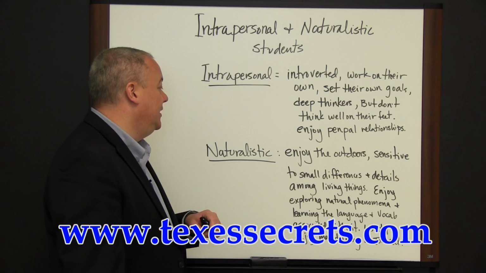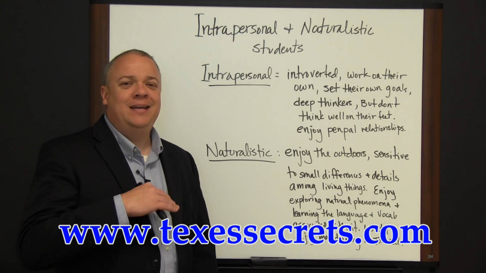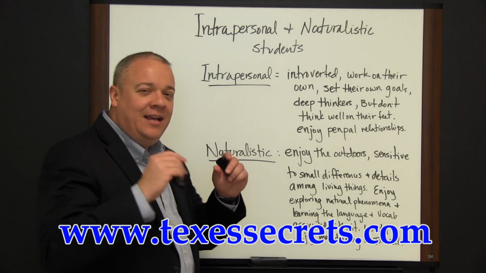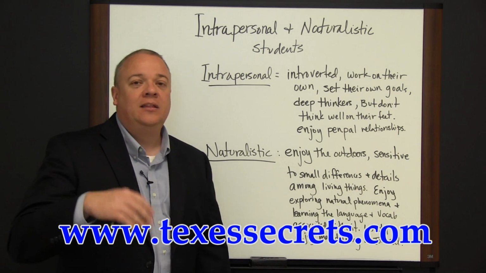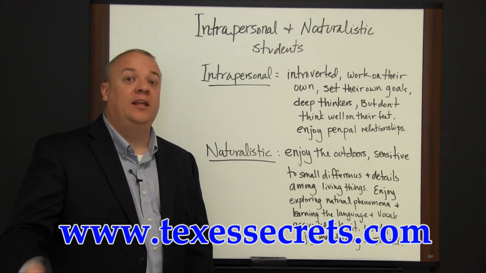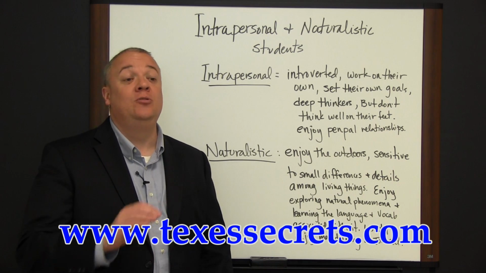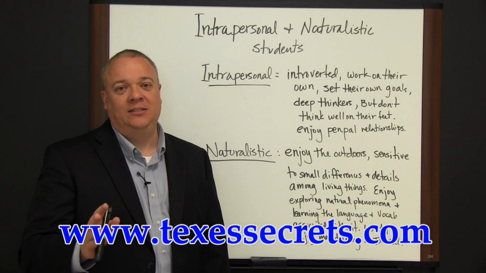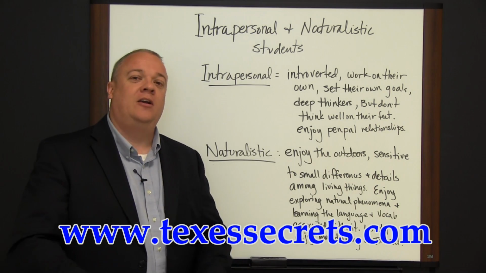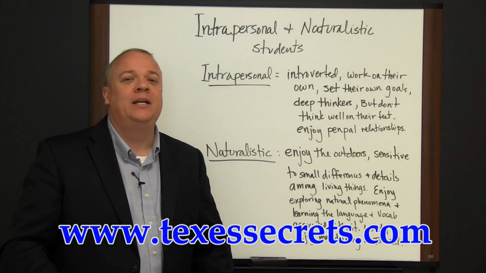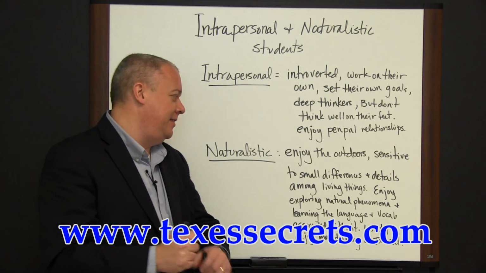Next, when we think about the naturalistic student, they enjoy being outdoors. They want to be outside, and they are sensitive to very small differences and details among living things. These are the students who basically will learn everything there is to learn about a particular animal and tell you at great length everything there is to know about this animal and how it's different from that animal, but similar to this other animal. And they'll go on and on. They want to be out looking at them and exploring them, and they're fascinated by that kind of thing.